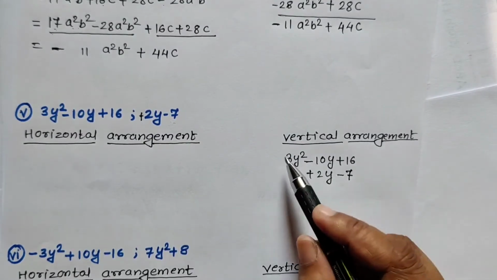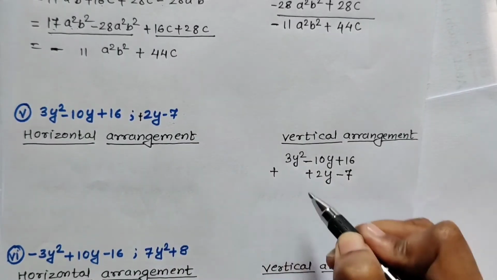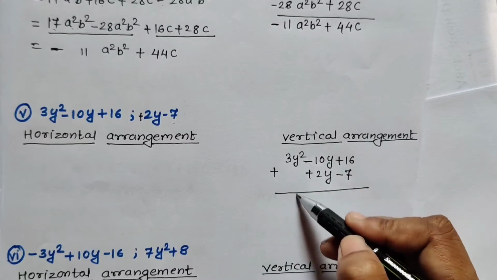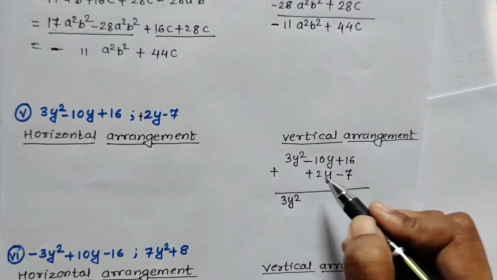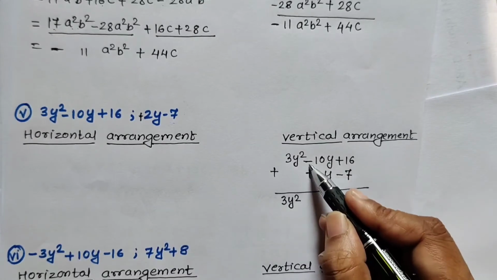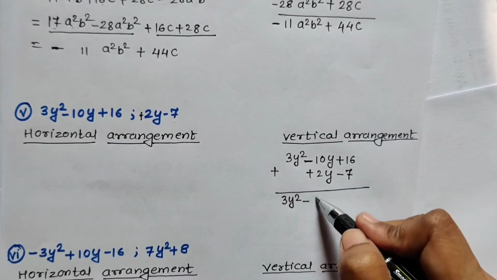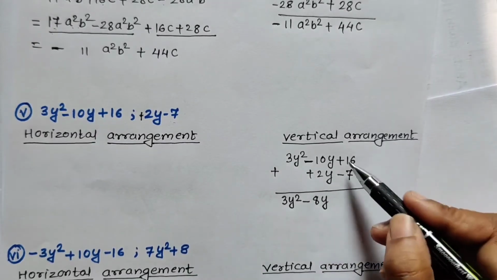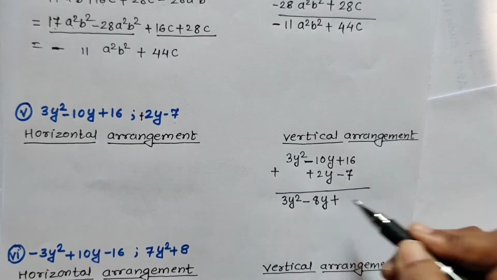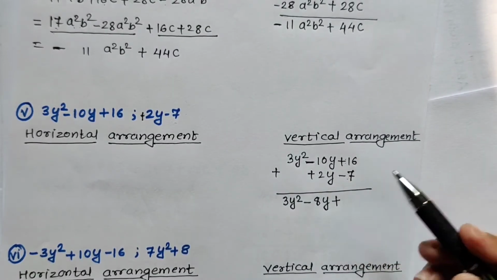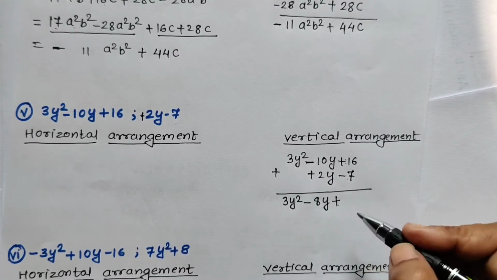Y square term is not there in the second binomial. So we are going to add. Now nothing is there below this 3y square. So we write it as it is 3y square. Plus minus will become minus, sign of bigger number. Bigger number is minus, so minus 10. 10 minus 2 is 8y. Again plus minus will become minus, but the sign of bigger number we put here plus. Okay, 16 sign is plus, so we put plus sign. Plus 16 minus 7, answer is 9.